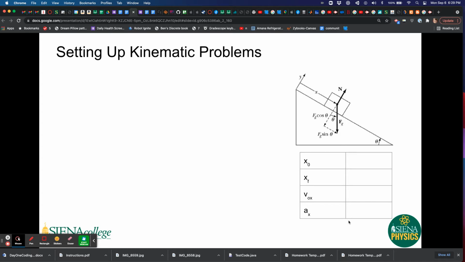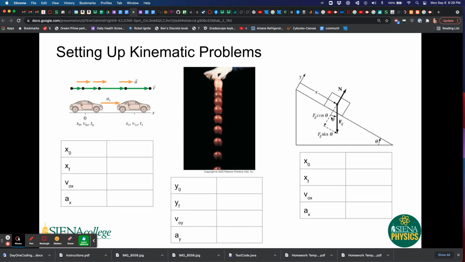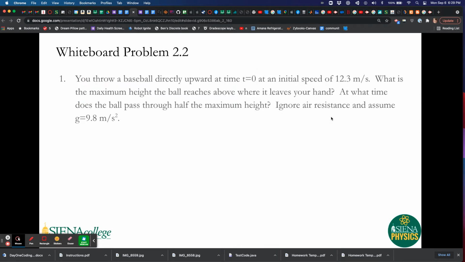We would write g sine theta in this spot, and then we would be given values of maybe the start position down on this ramp along this coordinate, the final position, the velocity down the ramp, and so on. And so these are just the three common examples that we see where we're using one-dimensional motion. Okay, so we're going to do a whiteboard problem.